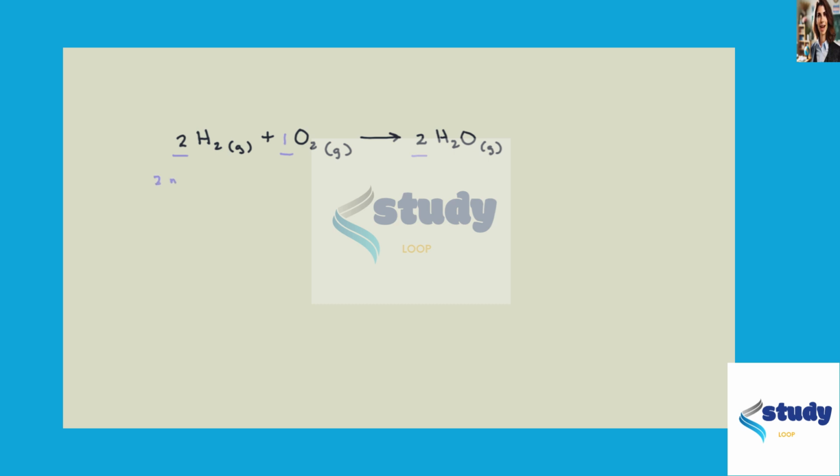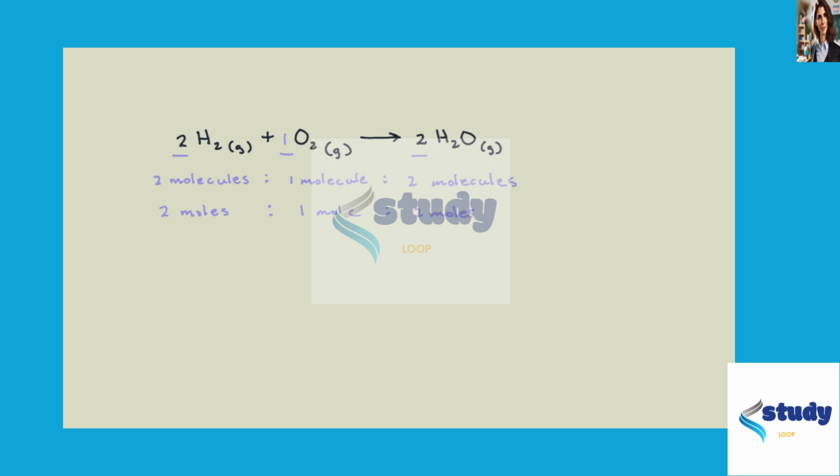It's telling us that 2 molecules of H2 react with 1 molecule of O2 to give us 2 molecules of H2O. But since mole is just a multiple of molecules, that also then means that for every 2 moles of H2, we need 1 mole of O2, and we'd produce 2 moles of H2O.